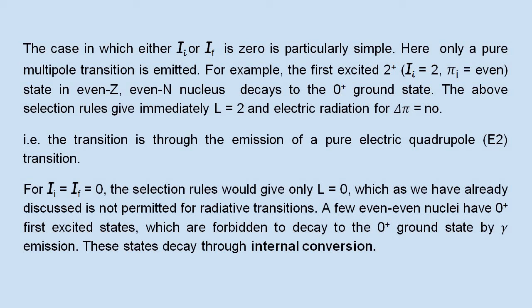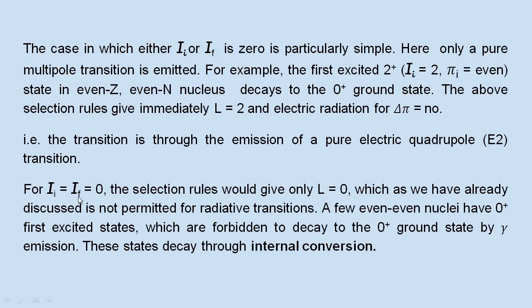So for this transition, we have a 2 plus state as well as a 0 plus state. Plus to plus means no change in parity, so delta pi is no. Delta pi is no means the transition should be purely electric. So you are getting electric radiation, with L equal to 2. That is, the transition is through the emission of a pure electric quadrupole. I am sorry, I mentioned E as dipole; it is a quadrupole, an E2 transition.